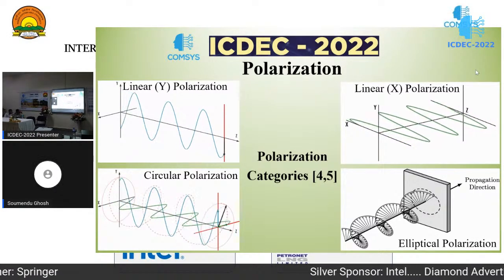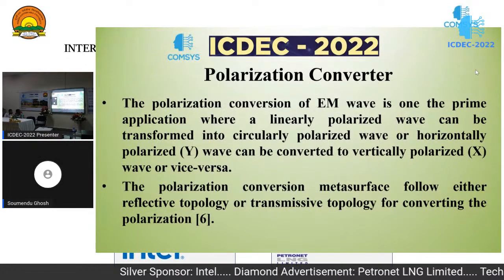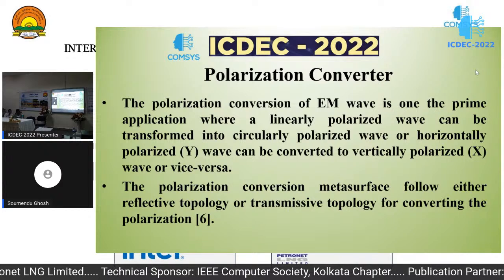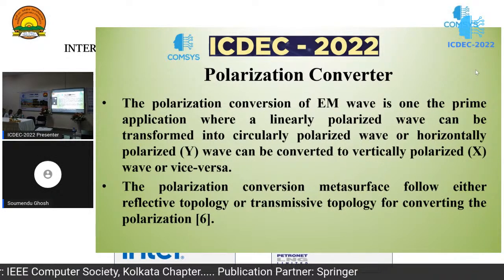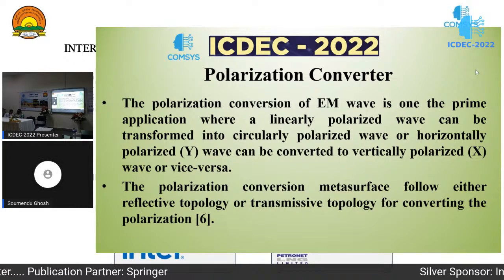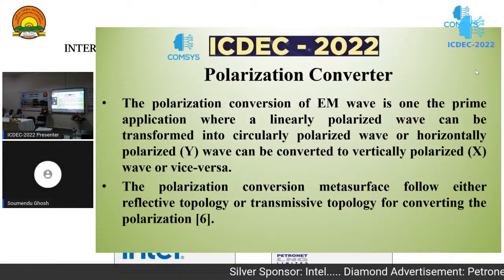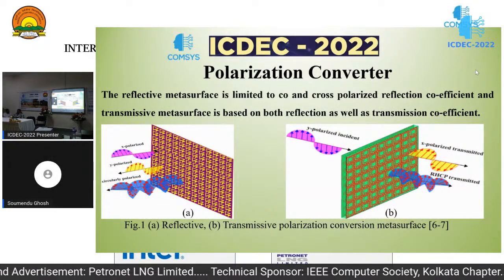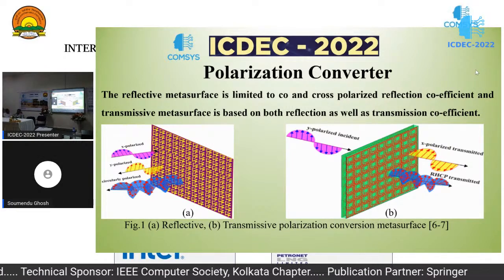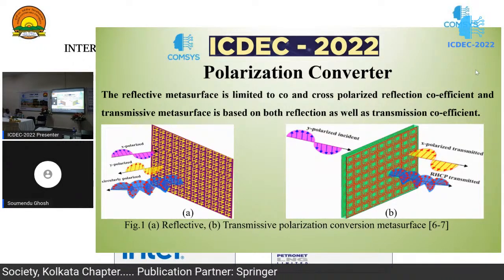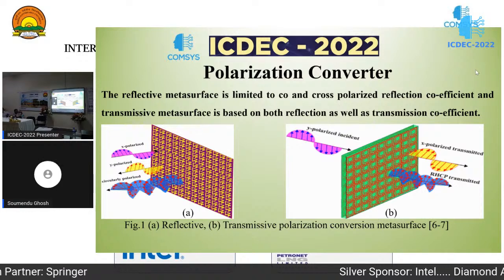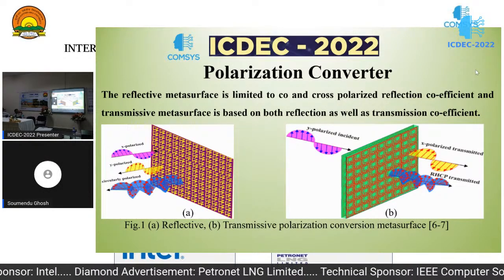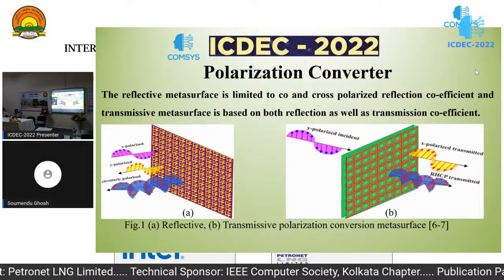So after polarization and its states, I'm going to the polarization converter. A polarization converter is basically a device which can convert linearly polarized waves, like x-polarized to y-polarized or vice versa, or to circularly polarized waves. During that conversion, it can be reflective or transmissive. In this slide, you can see that the reflective type polarization converter converts the incident wave into reflection, and the transmissive type converts it into transmission. The reflective type is mainly dependent on co- and cross-polarization reflection, but the transmissive type is dependent on both the reflection as well as the transmitted polarization.